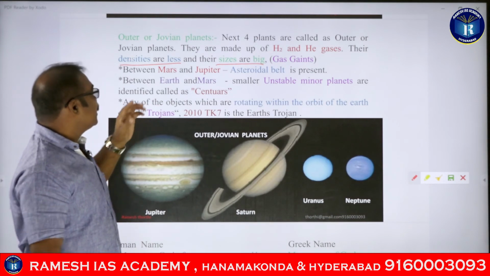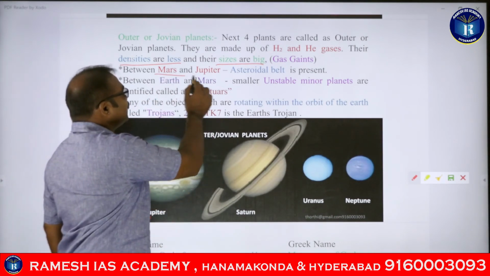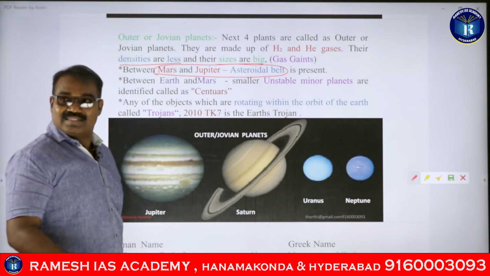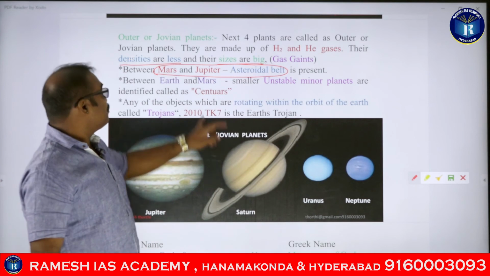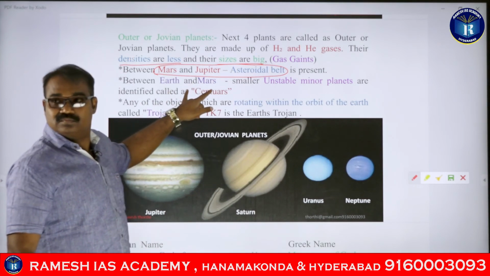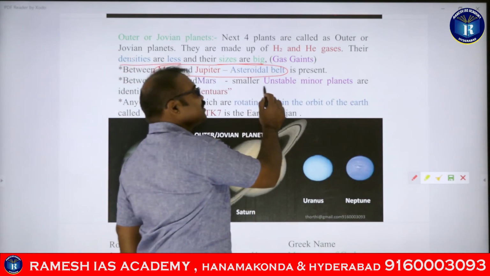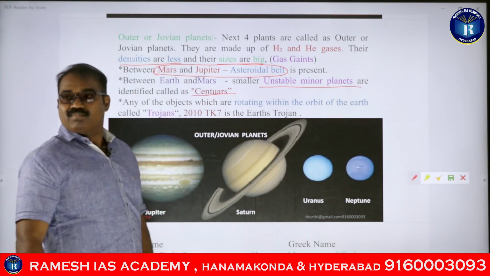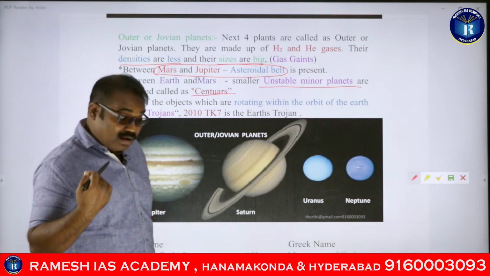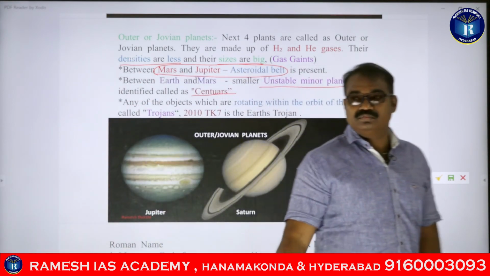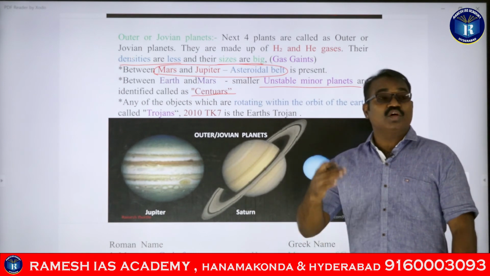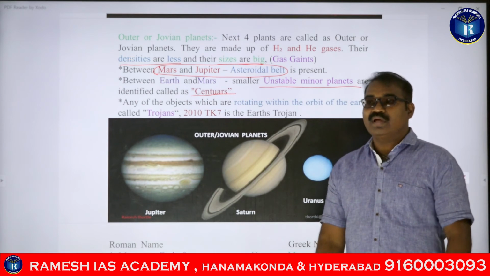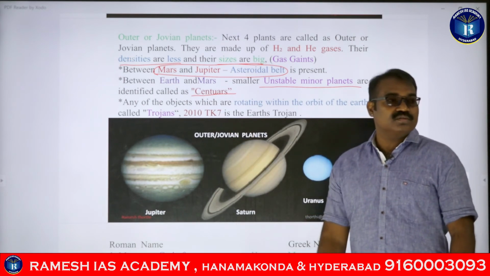Okay, yeah. Next, in between Mars and Jupiter, we have already seen that there is an asteroid belt. In the same manner, in between Mars and the Earth, they have identified some unstable minor planets, guys, which are called the centaurs. So in between Mars and the Earth also, lots of small minor planets are moving, and they are called the centaurs, right.